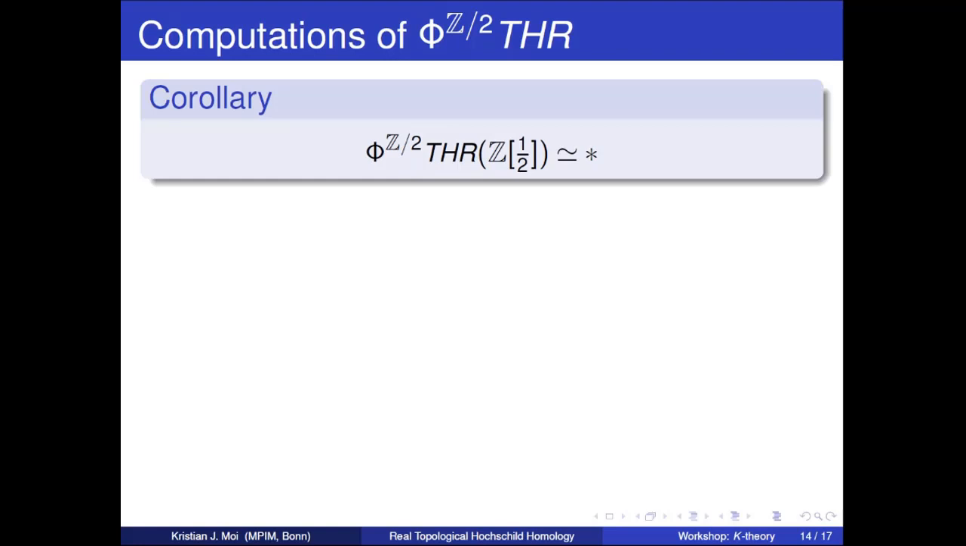This has even more drastic consequences. If A is any ring which has 1/2 in it, then it's an algebra over Z[1/2]. That means the real THH of that ring will be an algebra over the real THH of Z[1/2]. Therefore the geometric fixed points of that ring will also be zero, because it's a module over something which is zero.